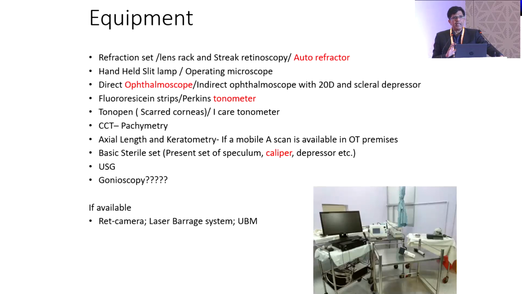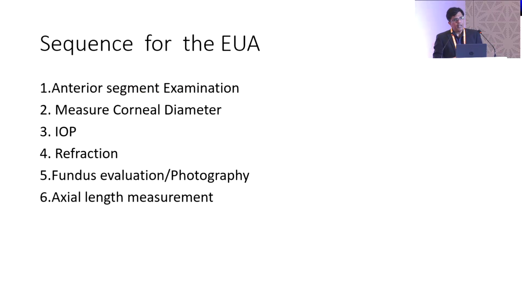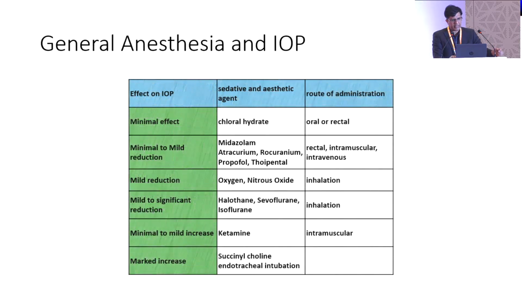So it has to be done in specialized centers dealing with pediatric glaucomas, where everything is available in the OT, including a tonometer and sometimes an ultrasound biomicroscope and an ultrasound of the posterior segment. The sequence of examination under anesthesia before you diagnose, which we follow in our center, is that we do an anterior segment examination, we measure the corneal diameter, and it is after that that we measure the intraocular pressure, when the effect of anesthesia has more or less stabilized. After this, we do refraction, fundus evaluation, and an axial length measurement. This is what we follow at our center.